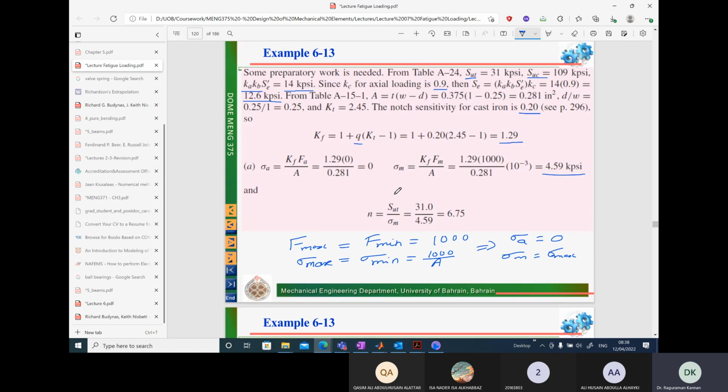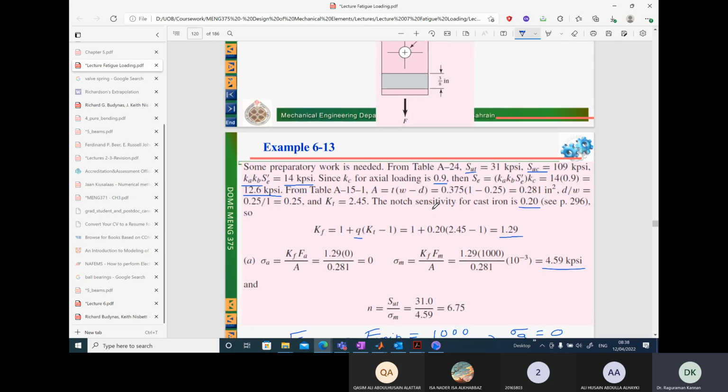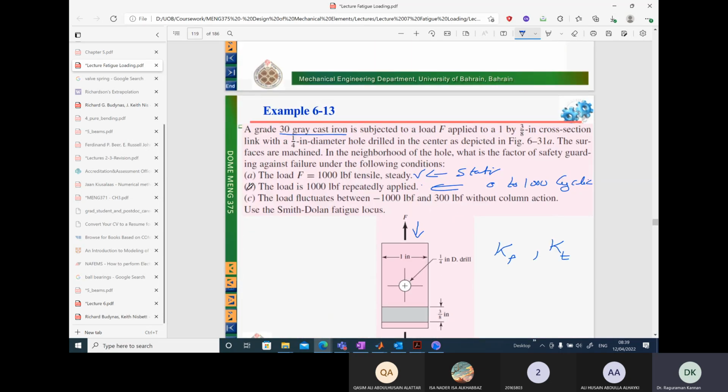So to know whether failure will take place or not, for the simple case, we can take the sigma mean stress value. It is positive. Okay, so since it is positive, we can take the SUT value instead of the compressive stress value. We can take the SUT value and directly calculate the factor of safety to figure out whether failure will take place or not. And we get 6.75, no failure. So the first case is extremely simple.